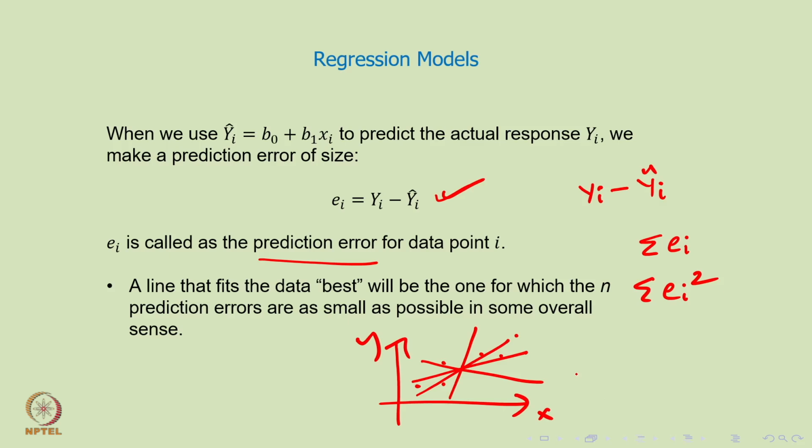Now the correct answer is the second one, summation ei square, and exactly why? Because if you simply take summation ei, they would cancel out. There will be some positive errors, there will be some negative errors. If you sum all those, this would be close to 0. Okay. So minimizing summation ei doesn't make sense because it will always be close to 0, and hence on the other hand we take the square of the residuals, take a sum, and then try to minimize this quantity.